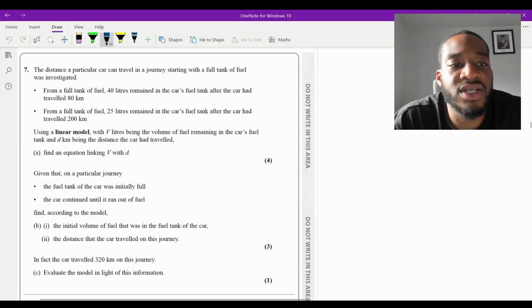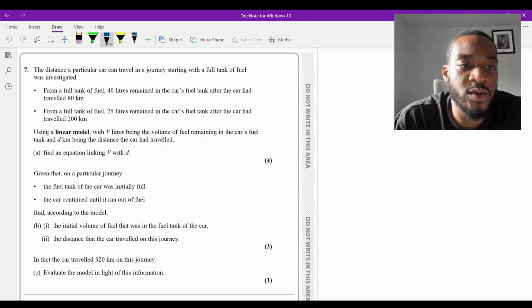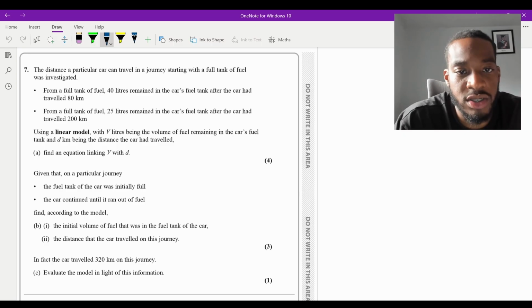Okay, so question 7 says the distance a particular car can travel in a journey starting with a full tank of fuel was investigated. From a full tank of fuel, 40 liters remained in the car's fuel tank after the car had traveled 80 kilometers. From a full tank of fuel, 25 liters remained in the car's fuel tank after the car had traveled 200 kilometers. Using a linear model with V liters being the volume of fuel remaining in the car's fuel tank and D kilometers being the distance the car had traveled, find an equation linking V with D for 4 marks.